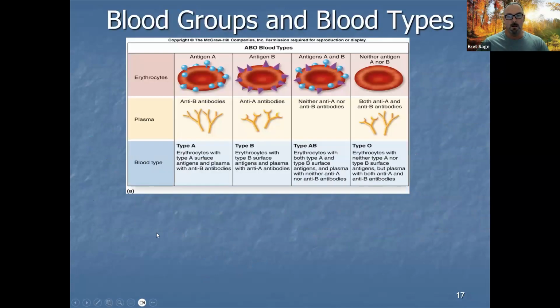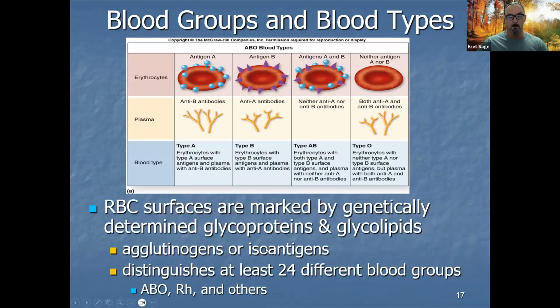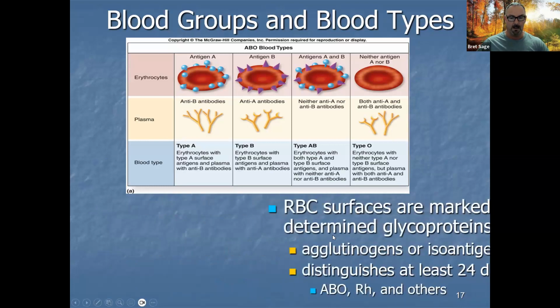Okay, blood groups and blood types. I'm not going to go into much detail in this because this is primarily physiological or physiology. So I'm going to present it here, but it's not going to be much on the test. So take a look, fill in your notes. Won't be much on the test, I don't think.